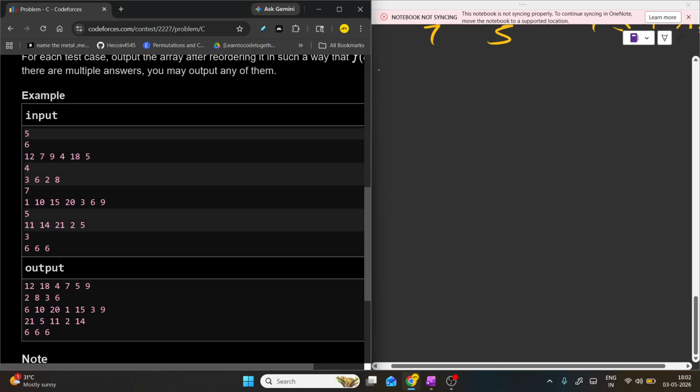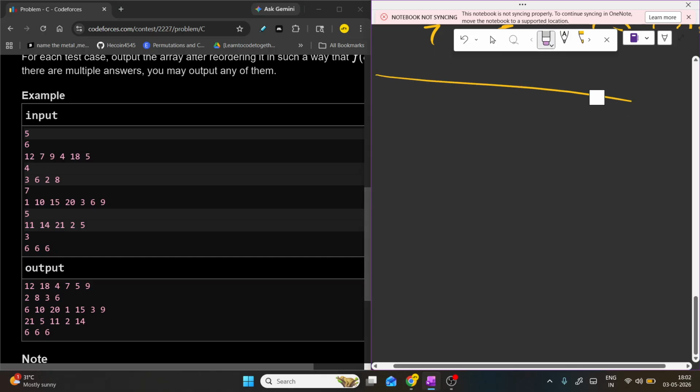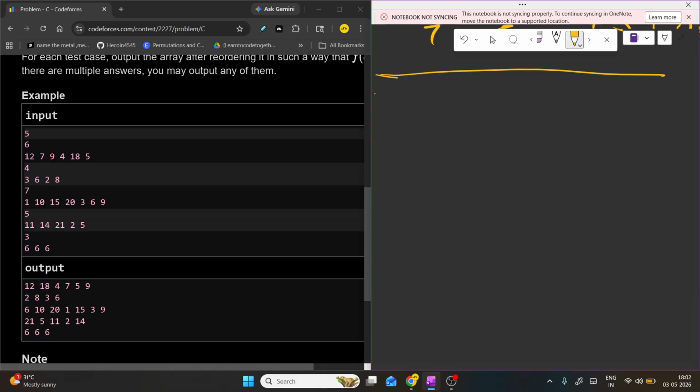Okay. Now let us just try to form some conclusion over this problem. So what we can do is, let us take one more example: 1, 10, 15, 20, 3, 6, 9. Now we can rearrange it in such a way that, firstly, we take the elements for which the single element is completely divisible by 6. For example, this 6. 6 is completely divisible by 6. So we will put it at the first position.